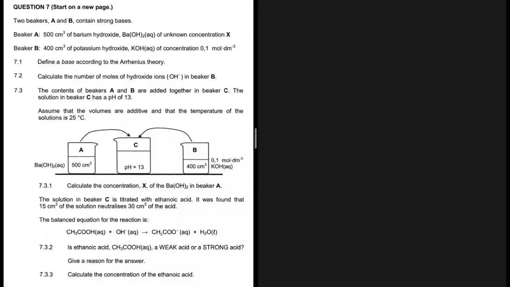We have two beakers A and B containing strong bases. Beaker A has 500 centimeter cube of Ba(OH)2 of unknown concentration. And beaker B has 400 centimeter cube of potassium hydroxide, KOH, of concentration 0.1 mole per decimeter cube.